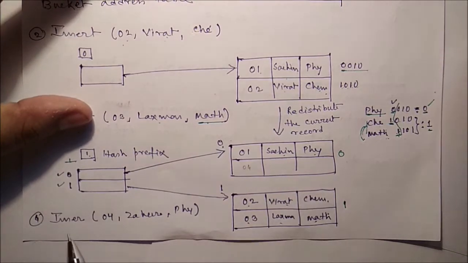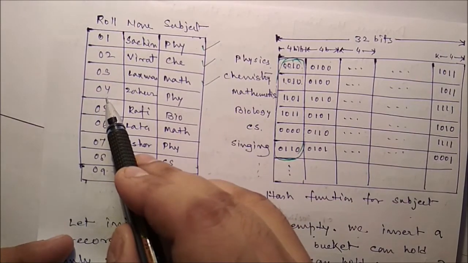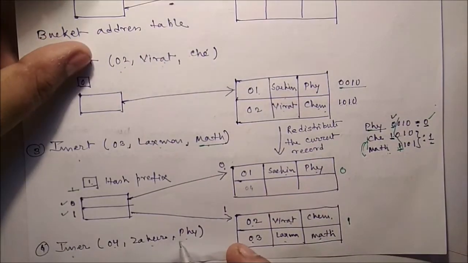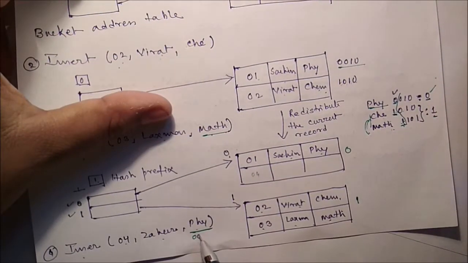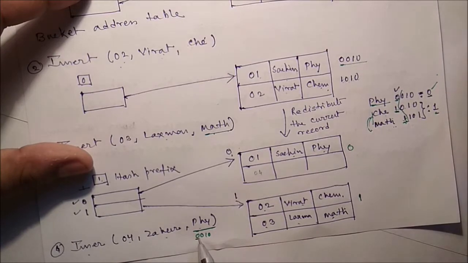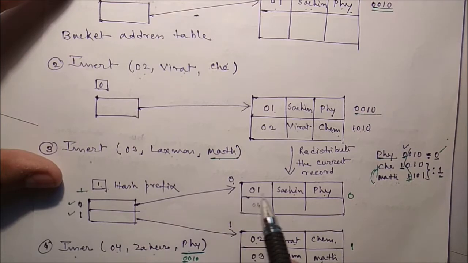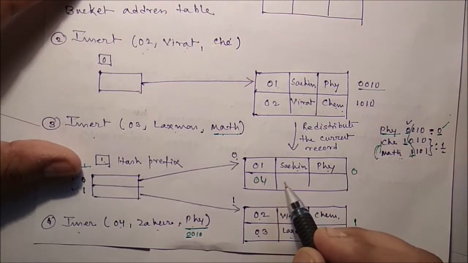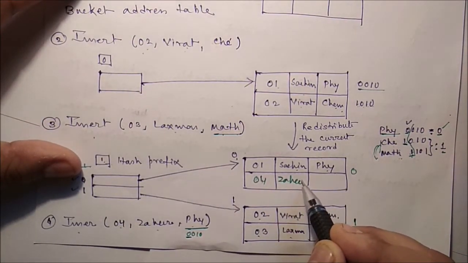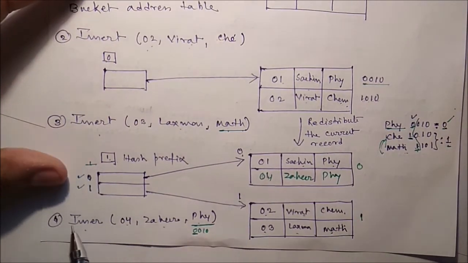Now the next record is insert roll number 4 Jahir physics. The subject is physics, and its first 4 bits were 0010, so the first bit is 0. It checks this particular bucket to see whether space is there to store. Because the space is there, we can store the fourth record here: roll number 4, Jahir, physics.